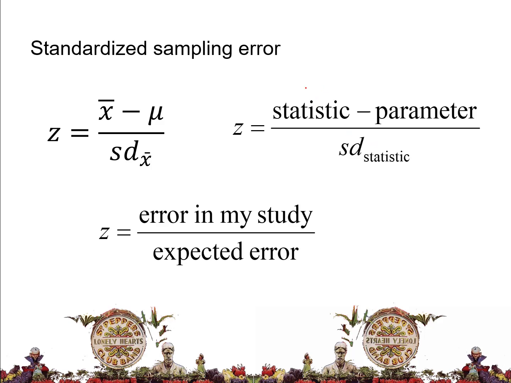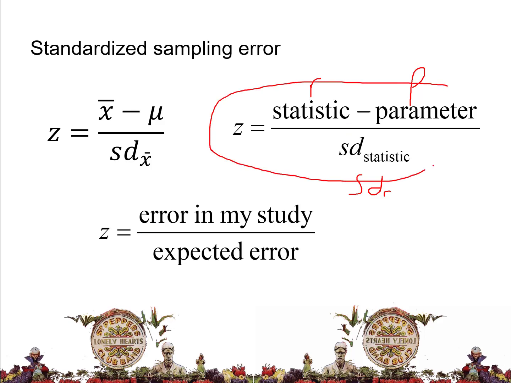So for example, we could take a correlation minus the true population parameter, which would be the Greek rho symbol, divided by the standard error, which would be the standard error of the correlation. Or we could take a beta weight minus the true population parameter divided by the standard error of a beta and get a z that way. So this formula in the upper right is the general formula you can use with any statistic.